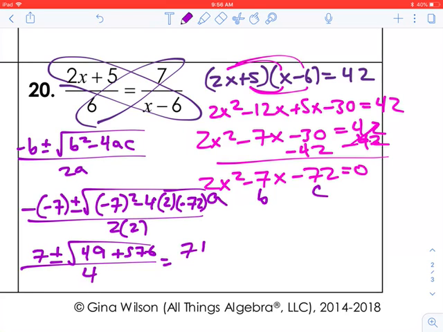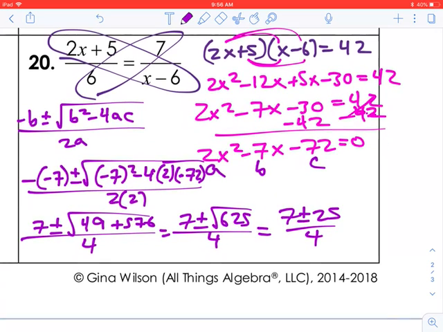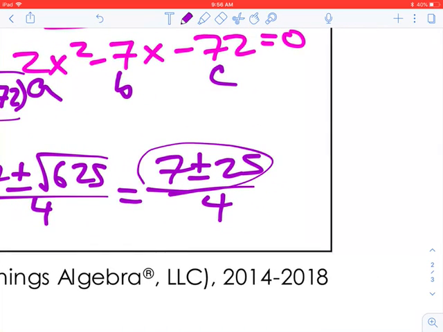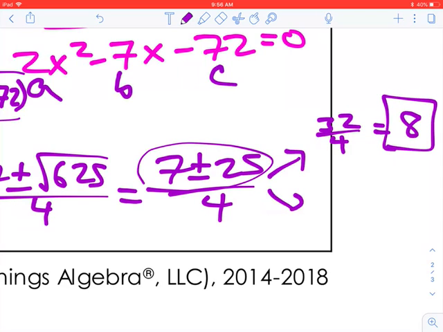So 7 plus or minus the square root of 625, which is 25, over 4. When I get both of those answers, I have 7 plus 25 is 32 over 4, which is 8. And then 7 minus 25, which is negative 18 over 4, and that's going to give me negative 4.5.